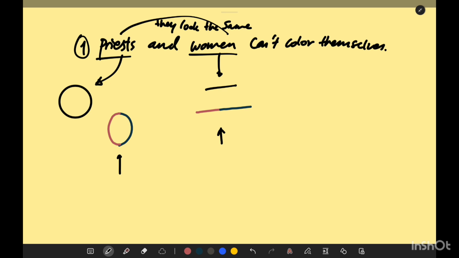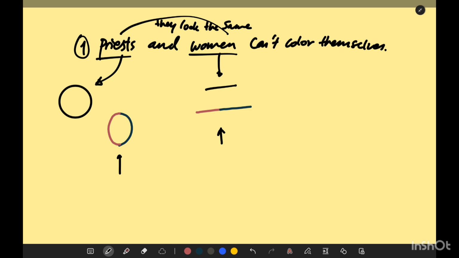So the women were really excited. They were like, "Oh, we can act like priests now. We can just be priests and be treated the same." Before they find out that they were not priests. So this was what was bothering the people.